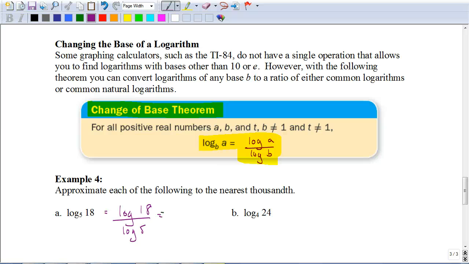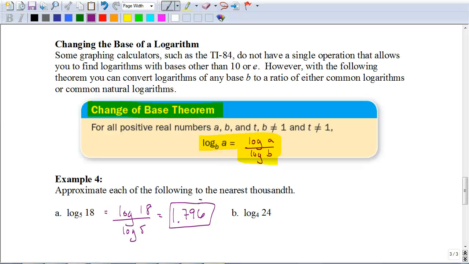It's really simple to remember. You just take the log of the value, log of 18, divided by the log of the base. Because your scientific calculator will only do common logarithms and natural logarithms. So when you type this on your calculator, you get 1.796. So on the day of a test, if you show up without your CAS calculator and you don't know how to simplify one of these, I'm not going to teach you how to do it on your scientific calculator. You need to know how to do that on your own.